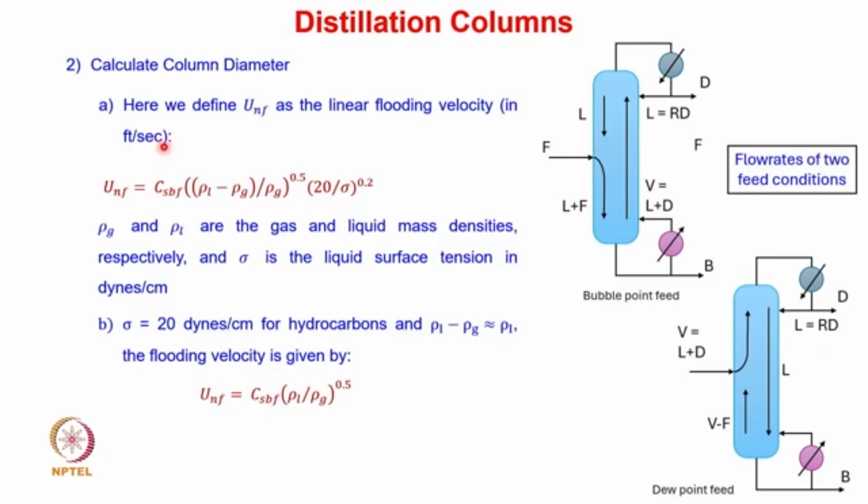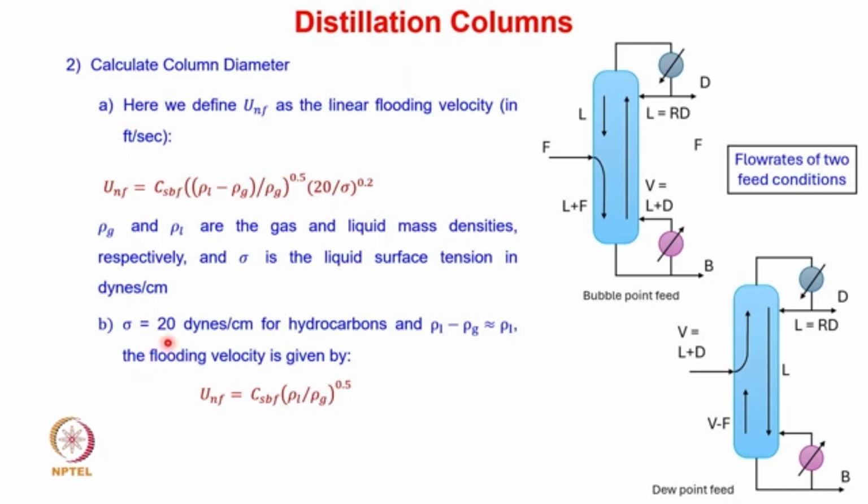So these are the correlations which are used. To calculate the column diameter, here we define UNF as the linear flooding velocity. Remember, for the calculation of the diameter we require the flooding velocity. So this can be given as CSBF in the bracket rho L minus rho G divided by rho G raised to the power 0.5 into 20 by sigma raised to the power 0.2. Here you can see that rho G and rho L are the gas and liquid mass densities, and sigma is the liquid surface tension in dynes per cm.